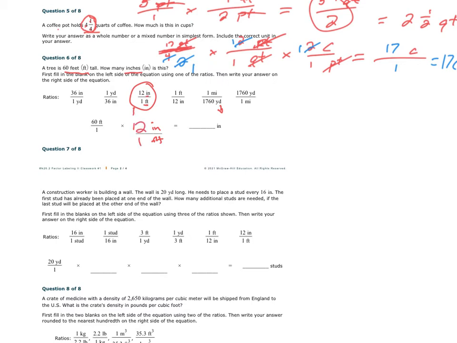So you're going to do 60 times 12. Well, 6 times 12 is 72, so 720 inches. Cross out your feet. Get in that habit. It is 720 inches over 1, but we don't have to write that.